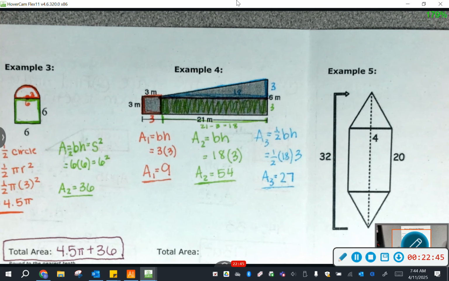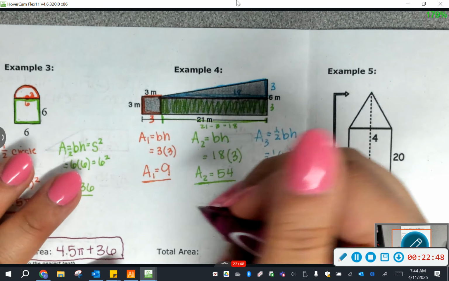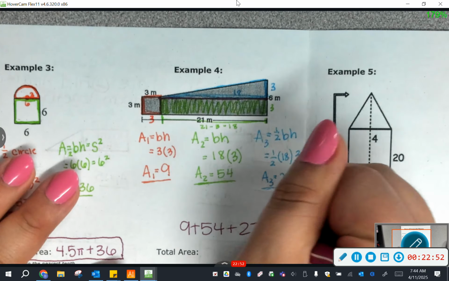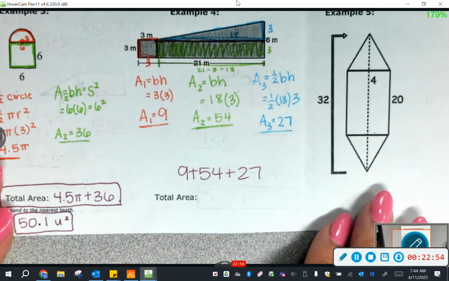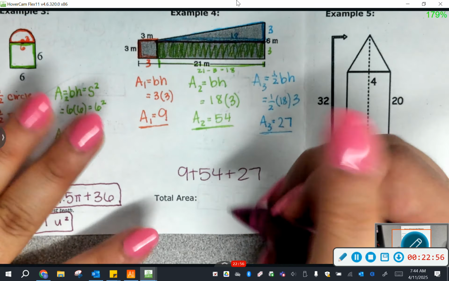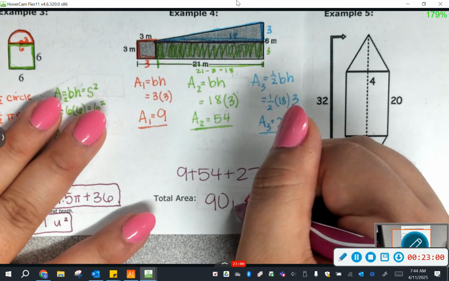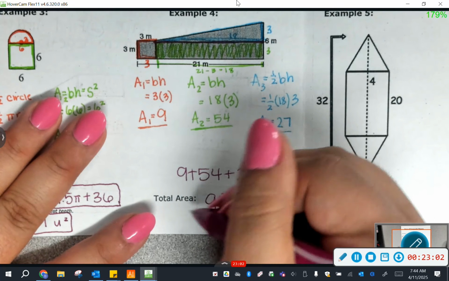And what do I do here? Add them together. What is 9 plus 54 plus 27? 90? And this is meters squared.